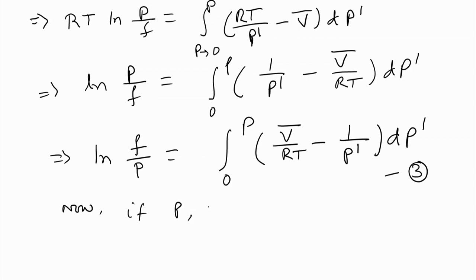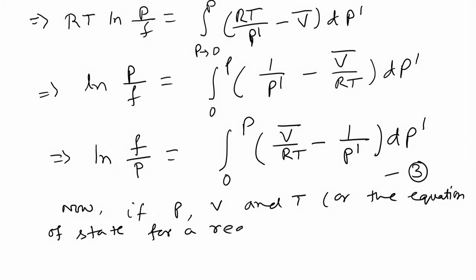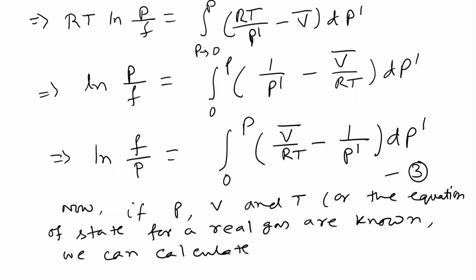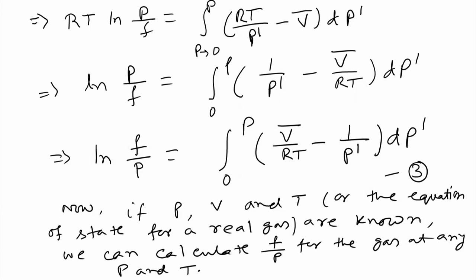Now, if P, V bar and T, or the equation of state for a real gas, are known, we can calculate f by P for the gas at any pressure and temperature, right. So, if we know P, V and T, the equation of state for a real gas, we can calculate f by P for the gas at any pressure and temperature. We will see one example.